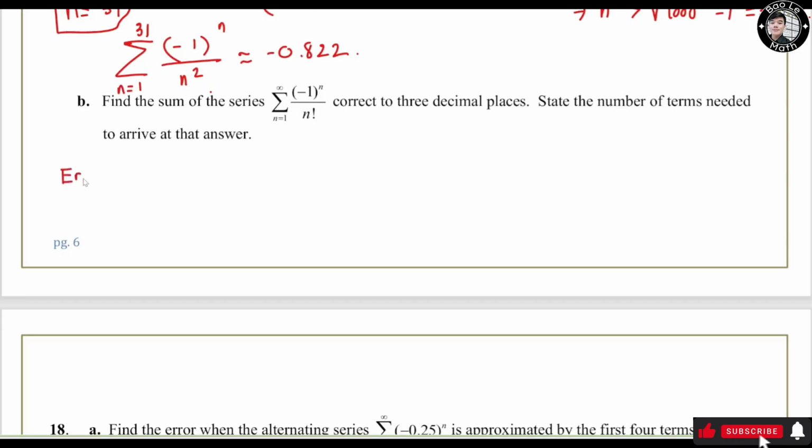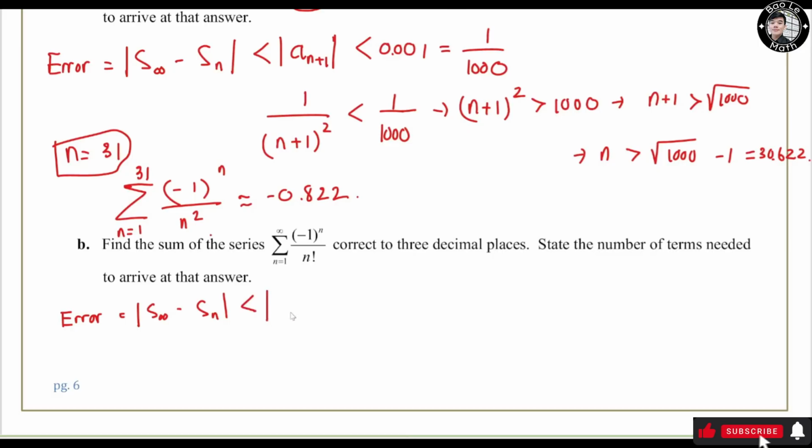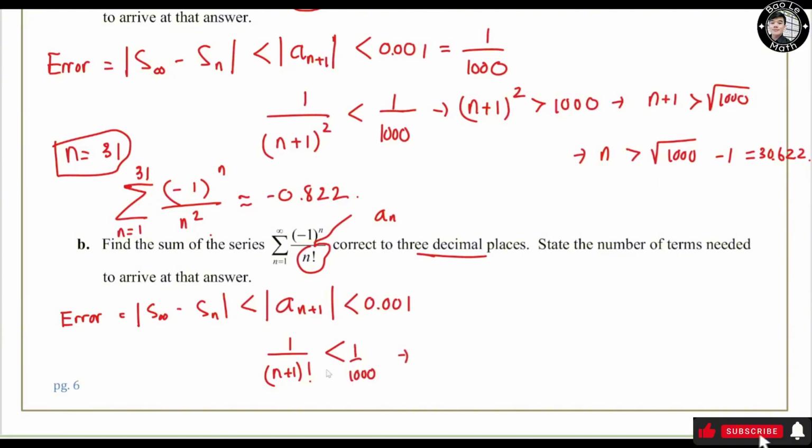Now question B, we're going to do exactly the same thing, right? So we have error equals absolute value of s of infinity subtract s of n less than the absolute value of the first omitted term, right? Which is a sub n plus 1. And this guy actually less than 0.001, right? So the first omitted term should be 1 over n plus 1 factorial, right? This guy right here is a sub n, right? And this guy less than 1 over 1000. So take the reciprocal of both sides, it could be n plus 1 factorial greater than 1000, right?